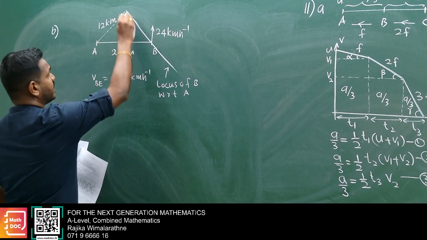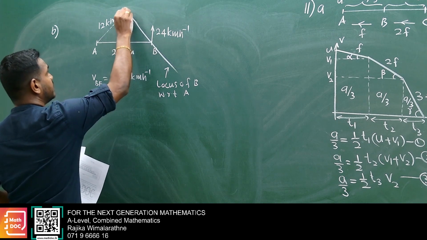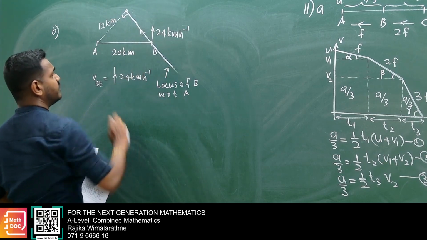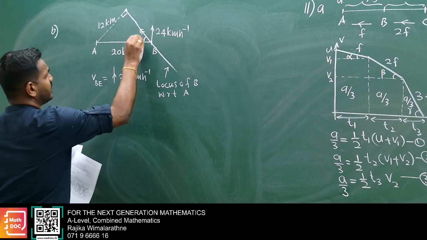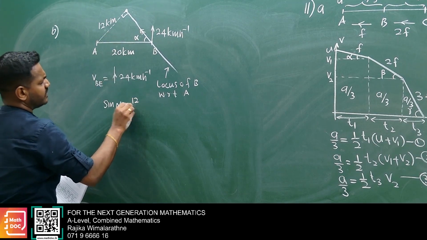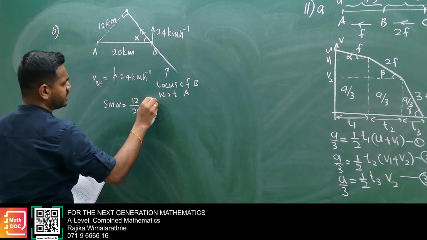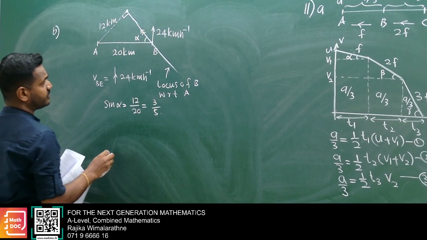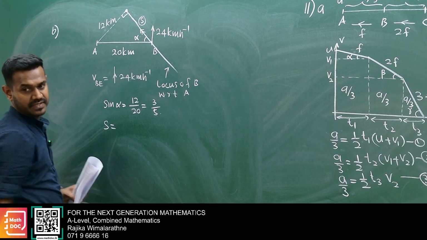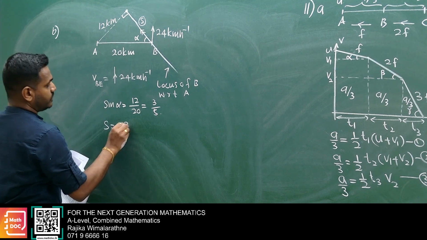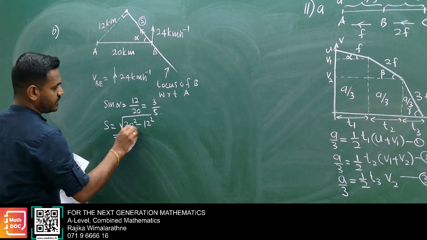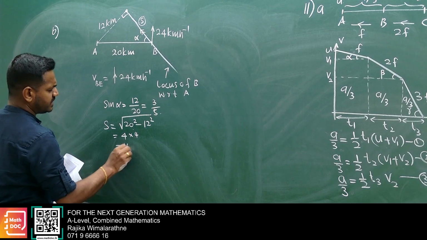Okay. Now it takes 24 minutes to move from here to here. Take this angle alpha. Then sin alpha is 12 over 20, that is 3/5. Then take this displacement S. Then displacement S equals square root of 20 squared minus 12 squared. Taking 4 common, 5, 3, 4, that is 16 kilometers.